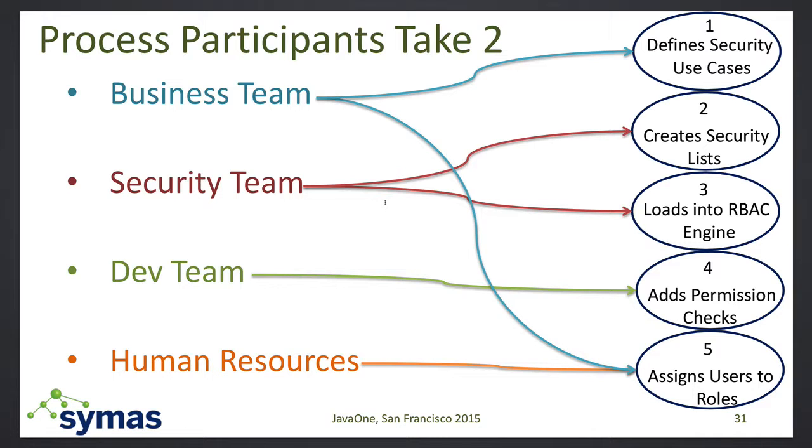The business team might be wanting to take part in the user role assignment, and perhaps the security team wants to be the ones to create security lists. Regardless of how your participants take part in this process, your process must be flexible enough to accommodate.